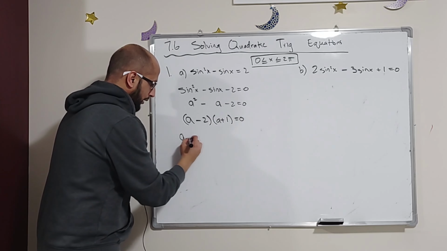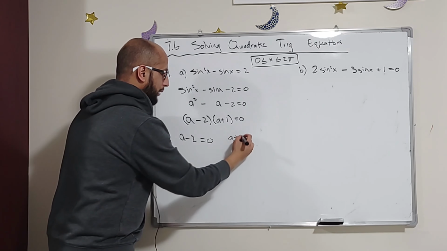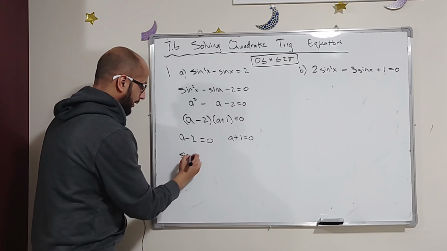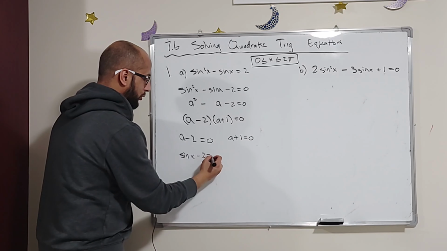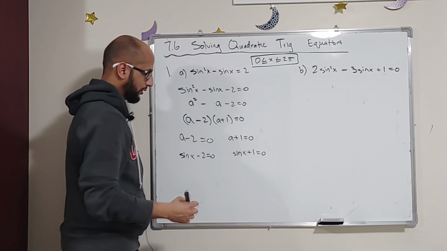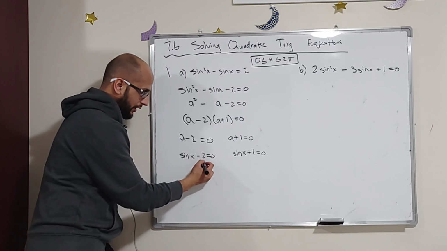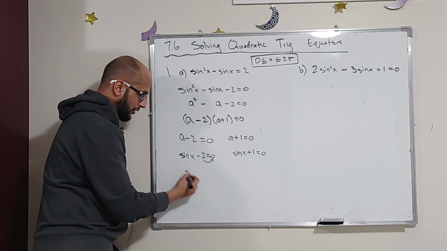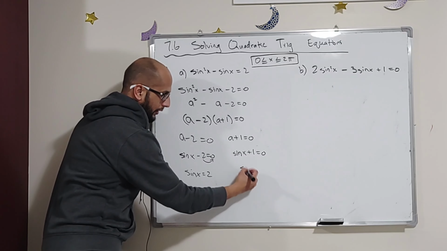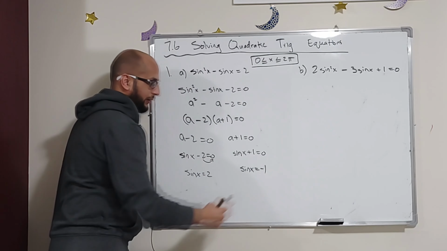So we know a minus 2 is equal to 0 and a plus 1 is equal to 0. But we know a is sine x, so sine x minus 2 is equal to 0 and sine x plus 1 is equal to 0. Let's start the isolation process. Let's take -2 to the other side. Sine x is equal to 2. And now we have sine x is equal to -1.